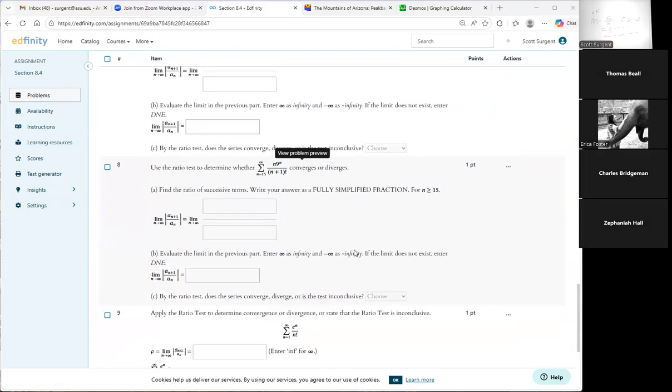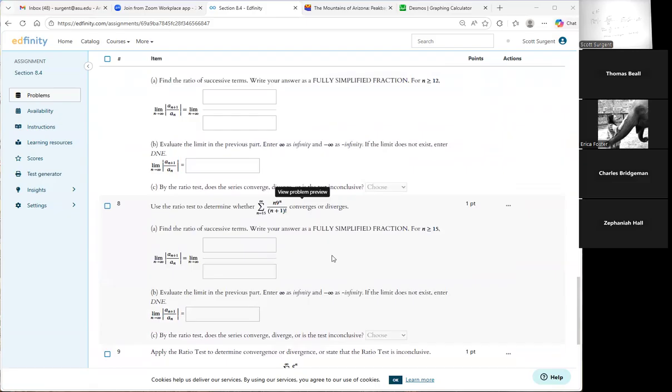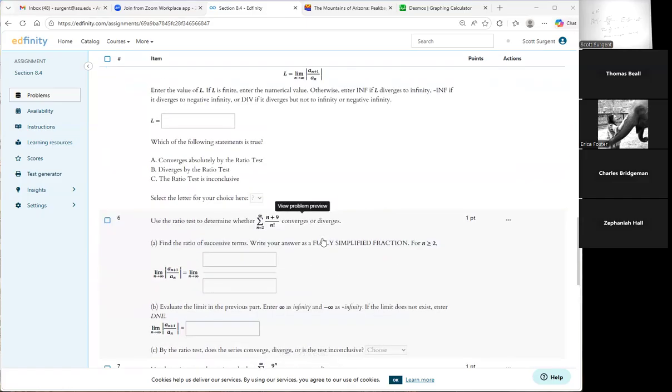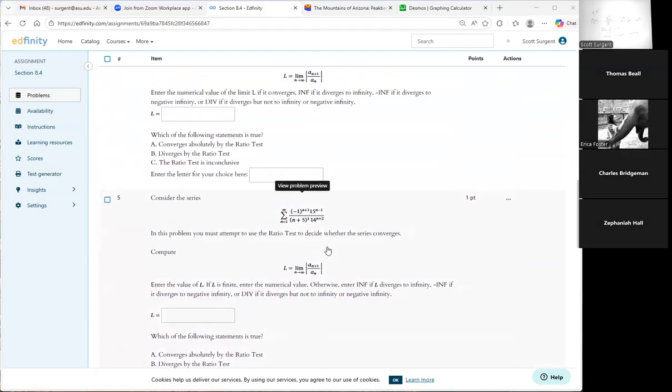Like number 8, the ratio test should work out really nice because you've got a combination of factorials, exponentials, and polynomial. So when you have a mix of them, like number 7, I think ratio test is the way to go because you've got exponential and polynomial. Number 6, yeah, ratio test because you've got polynomial on top, factorial on the bottom.